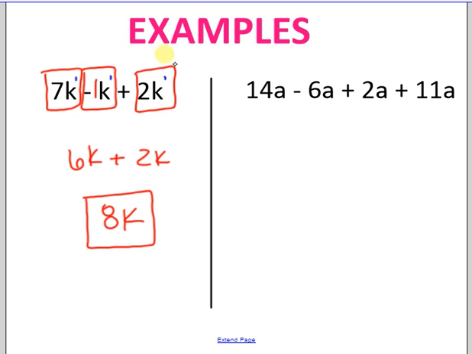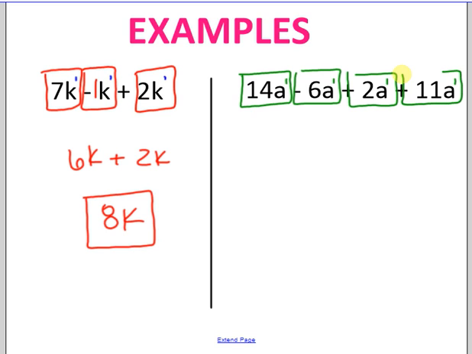All right, over here I have 14a minus 6a plus 2a plus 11a. Now these are all a to the first power, so they're all the same, so I can combine them all. But remember, I need to follow order of operations and go in order from left to right. So I have 14a minus 6a plus 2a plus 11a. So I need to take them in order. So 14 minus 6 is 8a.